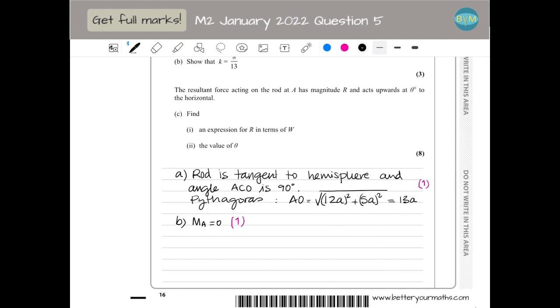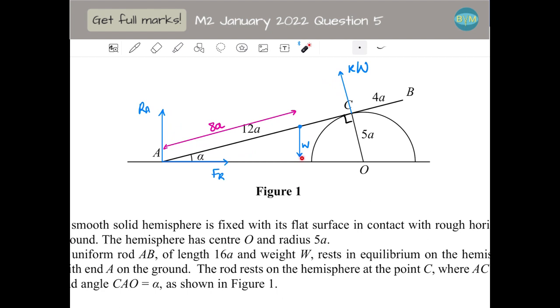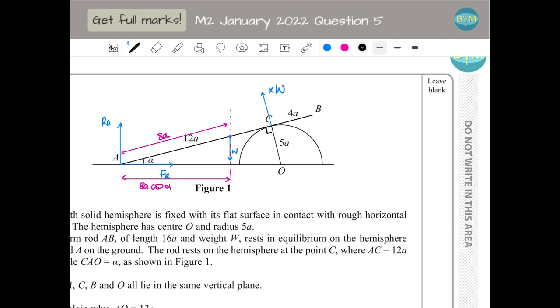If we apply moments about A, the clockwise moment is this one, and it will equal the anti-clockwise moment, which is this one. So the clockwise one is going to be W times the perpendicular distance from A to the line of the force. If we look at this triangle, this distance is going to be 8a cos alpha. And I'm going to write here, so we have it ready for next time, cos alpha, if we look at the big triangle, is adjacent 12 divided by hypotenuse 13, because I can cancel the a's: 12a divided by 13a. And sine alpha is going to be opposite 5a divided by 13a, 5/13 when I cancel a. So this distance here is 8a times 12/13.